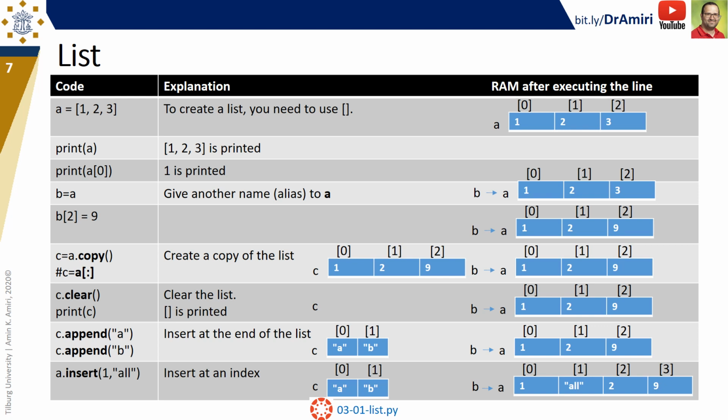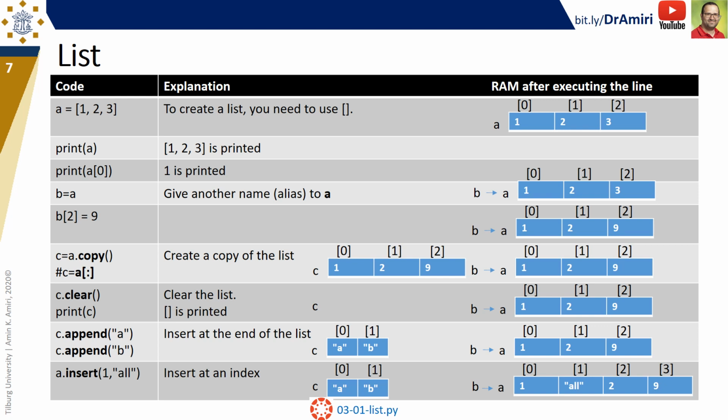If you execute b equal to a, it doesn't create a new copy of a, but it just gives another name, an alias, to a. So b and a are exactly the same. They point to the exact same list in the RAM. So if you change b, like b bracket 2 equals 9, a is also changed.